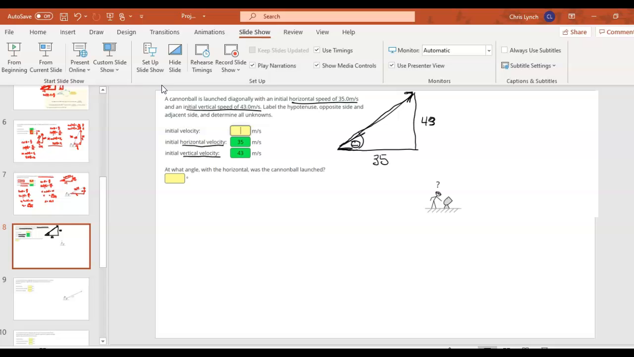Okay, so the ball's coming out, right? And they told us the opposite side is 43 meters per second, the adjacent side is 35 meters per second, the horizontal velocity and the vertical velocity, which is all we really need to know to solve our problems, but they're nevertheless asking us, well, what is this launch angle and what is this initial velocity that the cannonball came out of the cannon with?